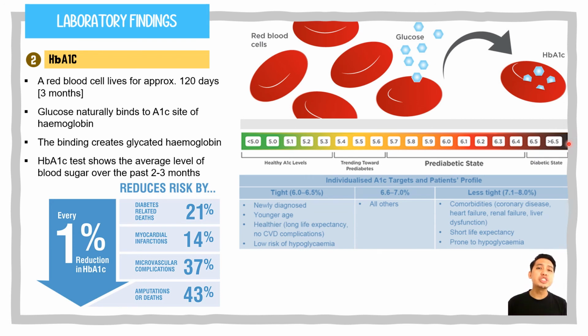Why is HbA1c measurement important? It is because every 1% reduction in HbA1c can reduce the risk of diabetes-related death by 21%. It can also reduce the risk of myocardial infarction by 14%, microvascular complications by 37%, and the risk of amputation or death by 43%. In patients who do not monitor their glucose levels regularly, HbA1c measurements are essential for adjusting the treatment.